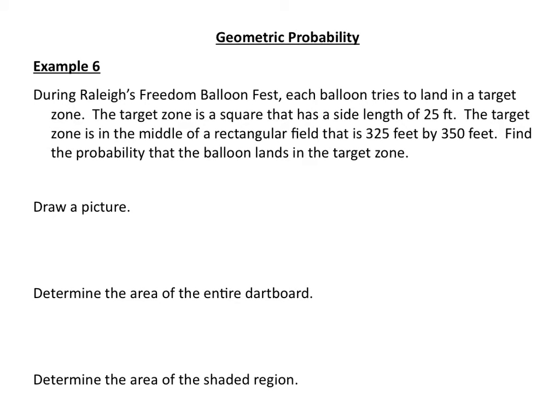Okay, moving on to example 6. During Raleigh's Freedom Balloon Fest, each balloon tries to land in a target zone. The target zone is a square that has a side length of 25 feet. The target zone is in the middle of a rectangular field that is 325 feet by 350 feet. We're asked to find the probability that the balloon is going to land in the target zone.